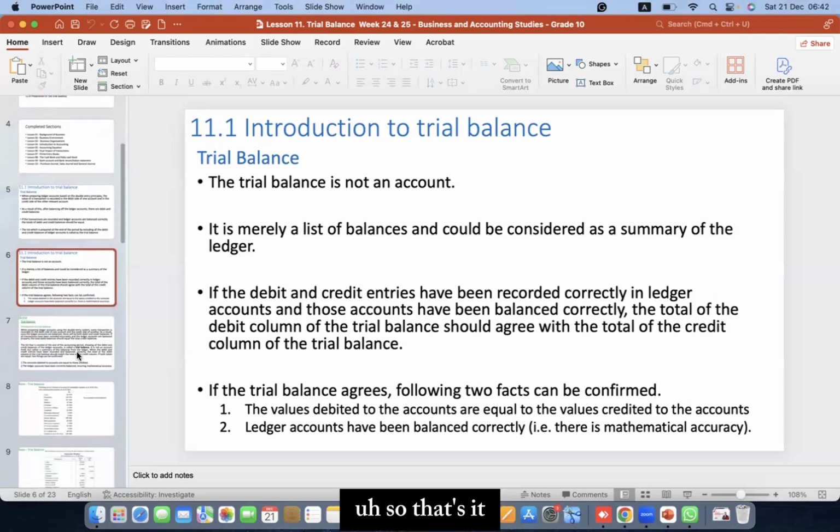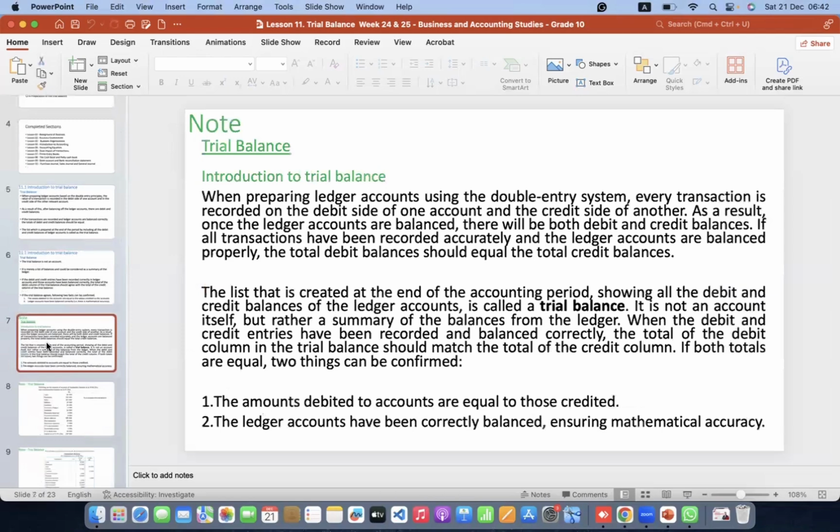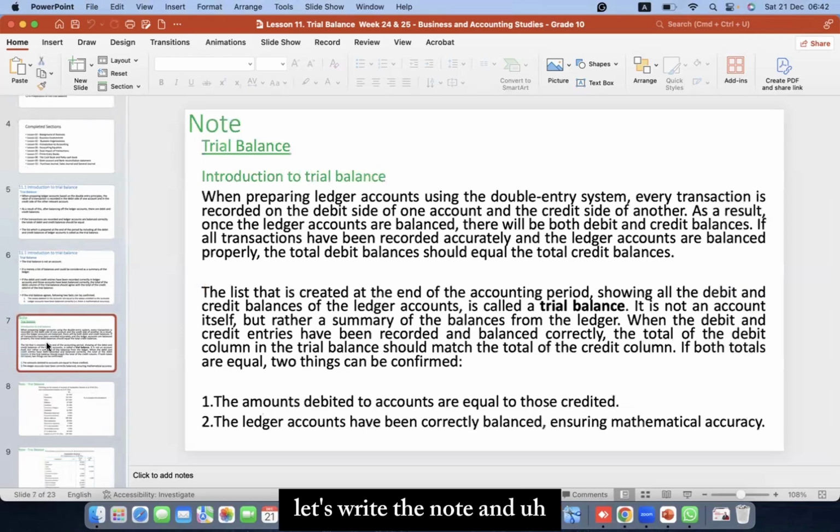So that's it. So let's write the note and you can put the main heading, the lesson name, as trial balance, and then you can put a subheading, introduction to trial balance. So I will read out the note first and then you can write it down.